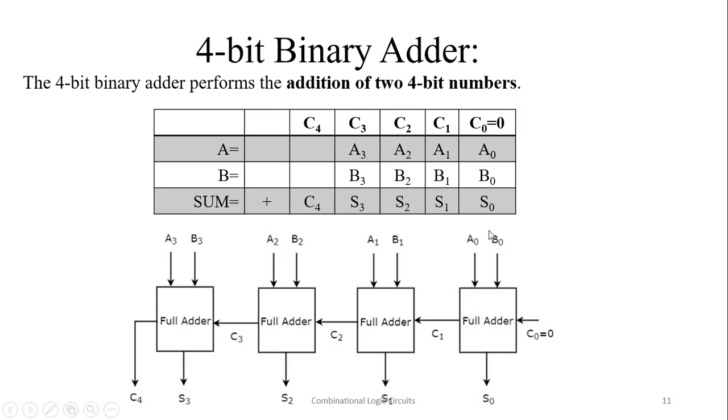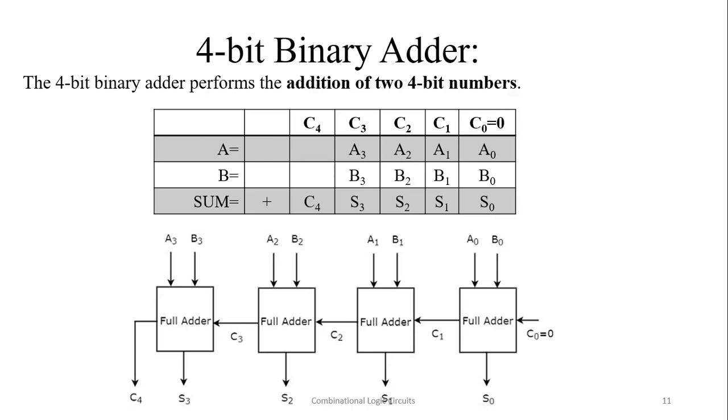So A naught and B naught are added over here with C naught equal to 0. So in the first case the carry in is equal to 0. The carry out of this adder is connected to the carry in of this second full adder. So they are connected and cascaded. So this adder acts as a 4-bit binary adder. It adds two 4-bit numbers.